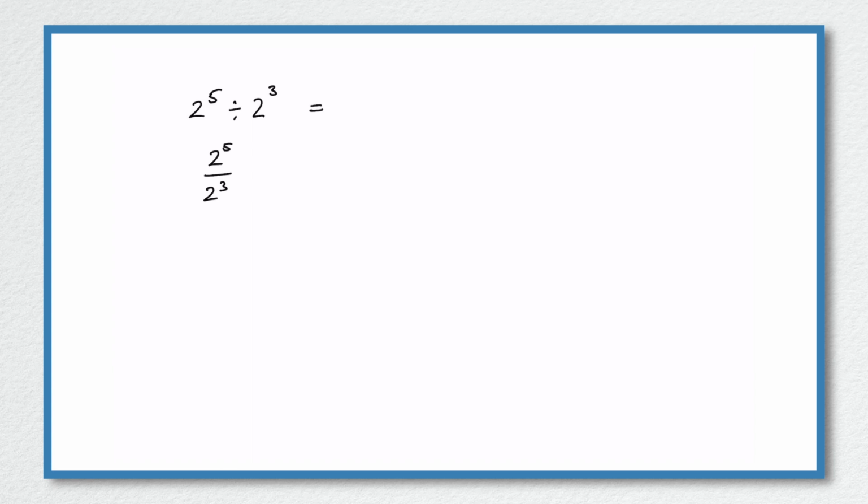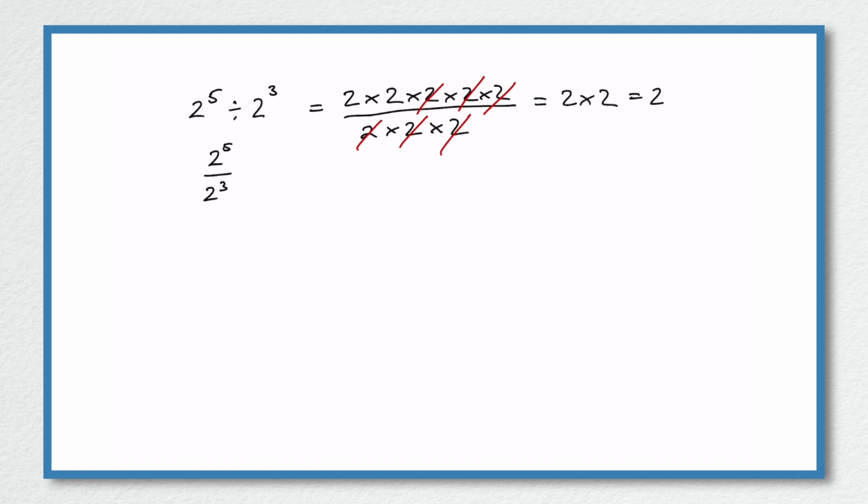Well, 2 to the power of 5, that's 2 times 2 times 2 times 2 times 2, all over 2 times 2 times 2. Now you should be familiar with the idea of cancelling out numbers, so we can basically cancel some of those 2's out, and we're left with 2 times 2, which we can write as 2 to the power of 2. Now if we look at our powers, we have 5 and 3. The rule for division is we subtract the powers. So 2 to the power of 5 divided by 2 to the power of 3 is equal to 2 to the power of 5 subtract 3, which is equal to 2 to the power of 2.